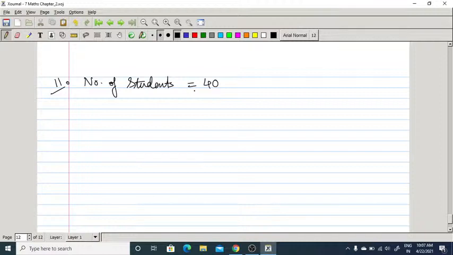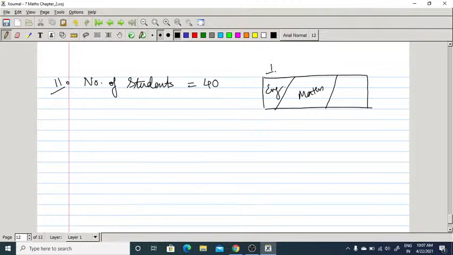In a class of 40 students, 1/5 of the total number of students like to study English, 2/5 like to study mathematics, and the remaining science. So if you imagine this as the classroom, 1/5 like to study English, 2/5 like mathematics. This is 1 by 5, this is 2 by 5, and the remaining like science.